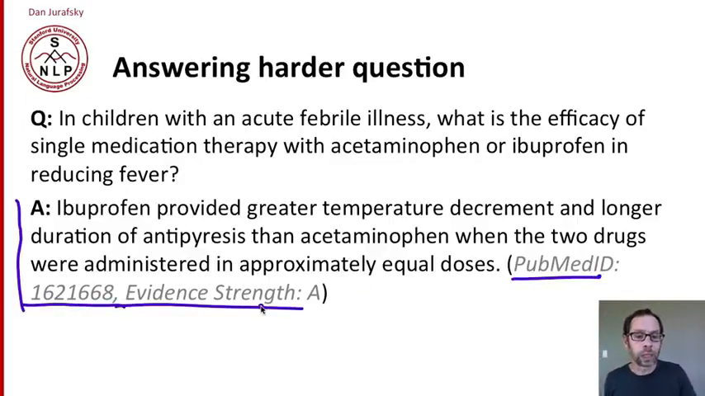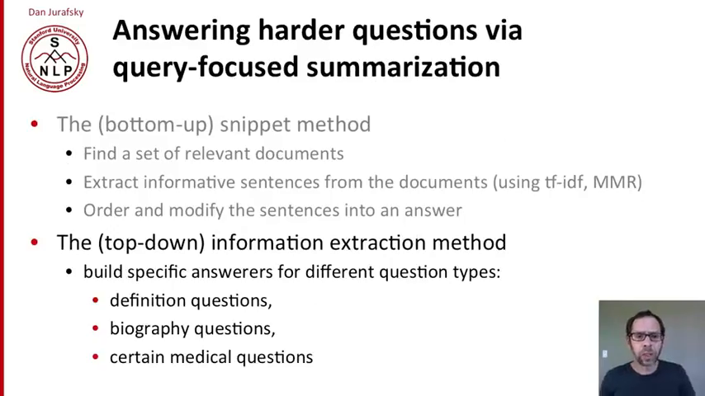We might want to read a document and extract sentences, and we can say where they came from and how much we believe them. So these are the kind of harder things that are important in the research literature, but haven't yet made it into modern commercial systems. And for answering these harder questions, we often use an approach that's called query-focused summarization.